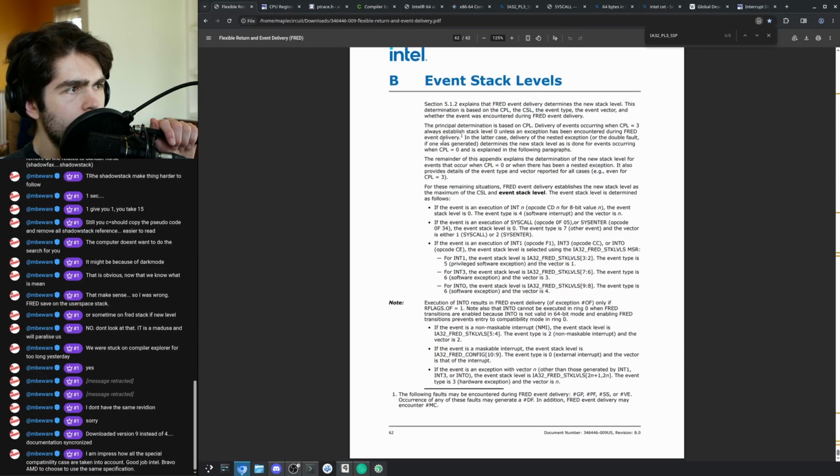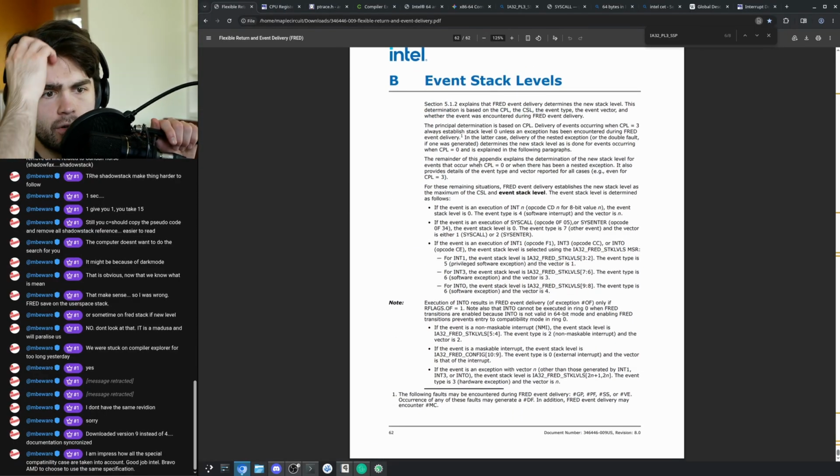Okay, let's just read this to be sure. I'm impressed by how the overall compatibility case is taken into account. Good job, Intel, bravo AMD, to choose to use the same specification. Yeah, I'm very happy that they chose to be together.